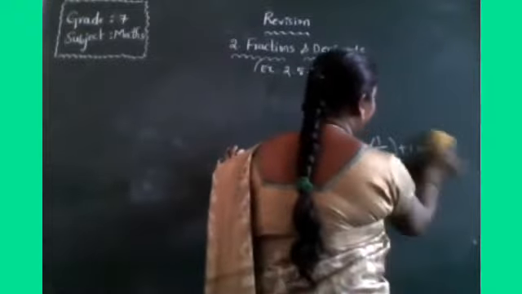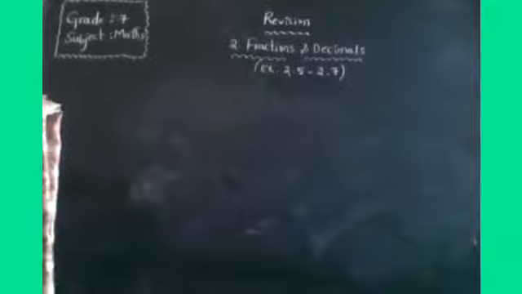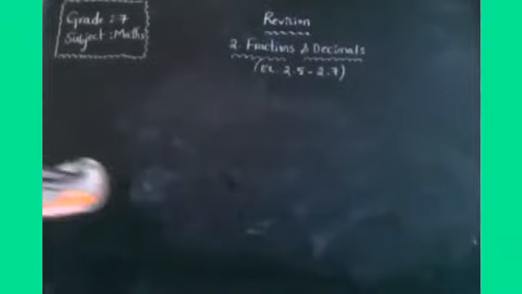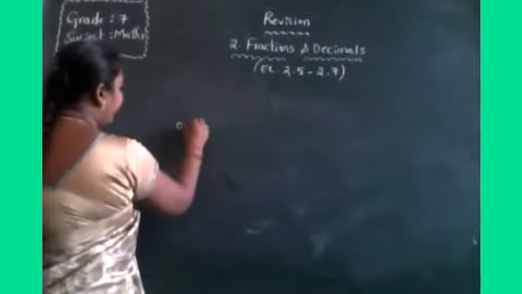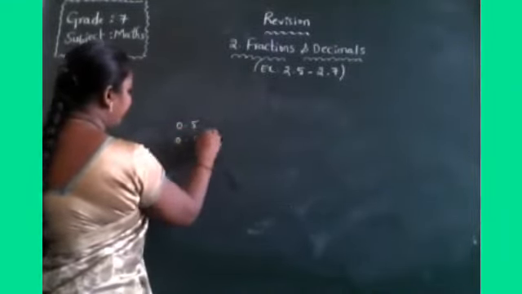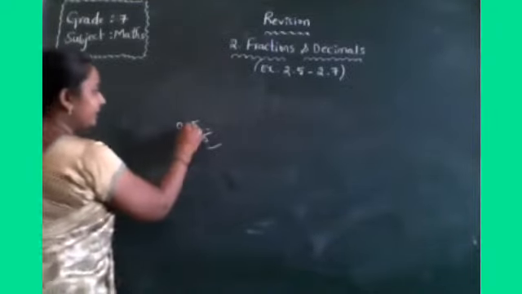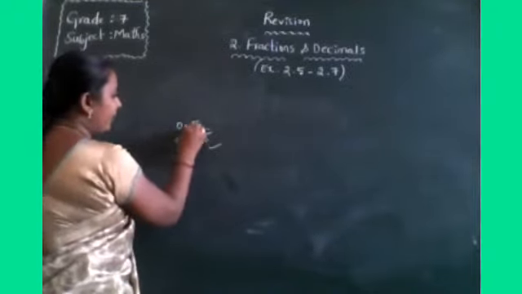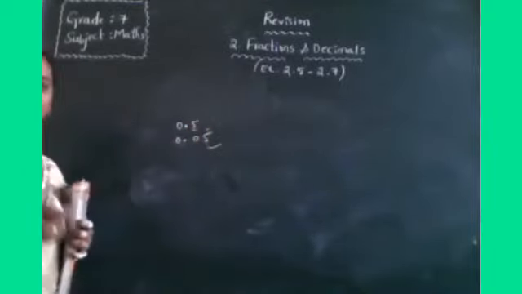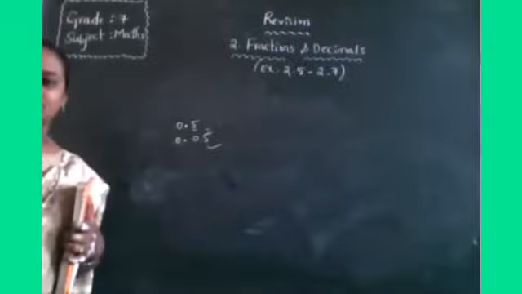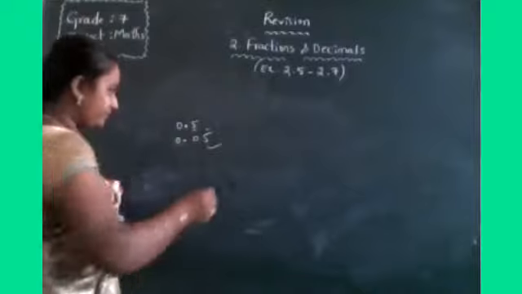So take your textbooks. Observe in Exercise 2.5, it has given which is greater: 0.5 or 0.05. Which is greater? First observe the place values. Here after the point there is only one digit, here there are two digits. Madam, how can I say which is greater? At that time, what I said is you have to convert into like decimals.